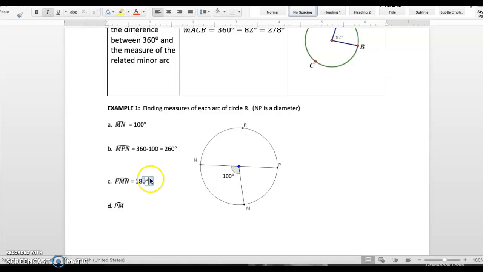I'm also hoping that you notice that this is a semicircle created here, so you wouldn't have had to do that math anyways. And then for PM, that's exactly what we just did. We have 100 degrees on this straight line NP, so that means this remaining central angle has to be 80 degrees. And if this central angle is 80 degrees, then that means this minor arc of PM is also 80 degrees.